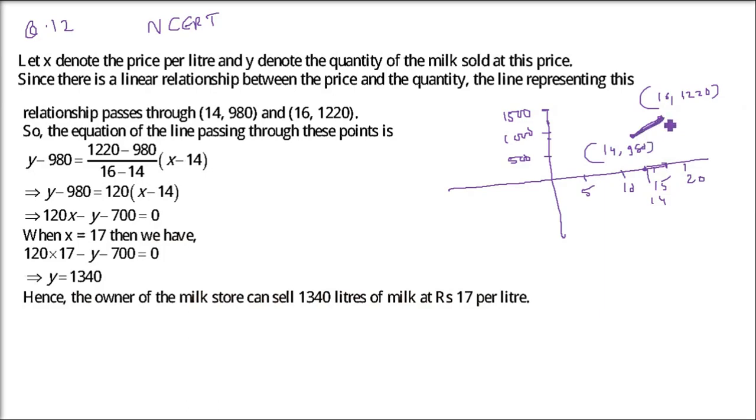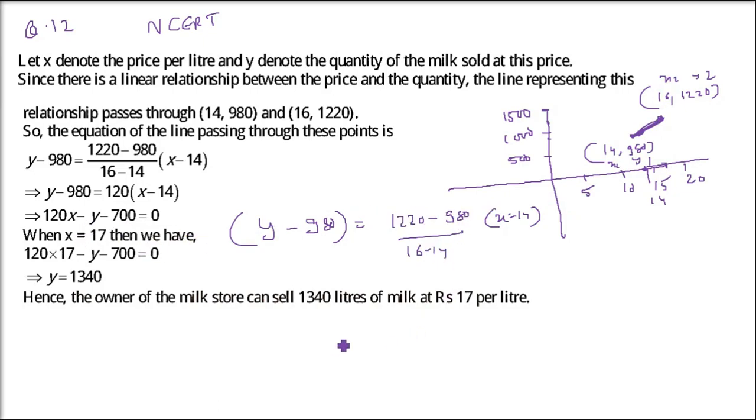So this is a linear equation, and what at 17? So we'll make a line, y minus y1. Let me take this as x1 y1 and this as x2 y2. So we have y minus y1 equals y minus 980 equals x minus 14, x minus x1, times y2 minus y1, 1220 minus 980, divided by x2 minus x1, so 16 minus 14. So this equation, I hope you'll be able to do it. Equation will be 120x minus y minus 700.